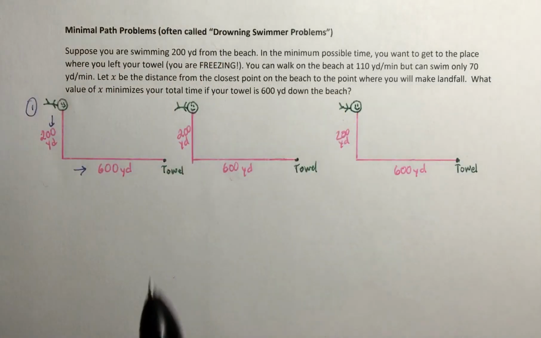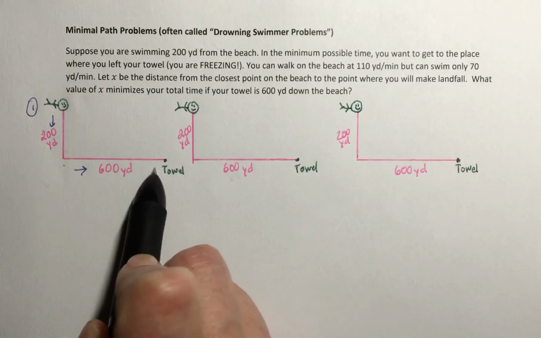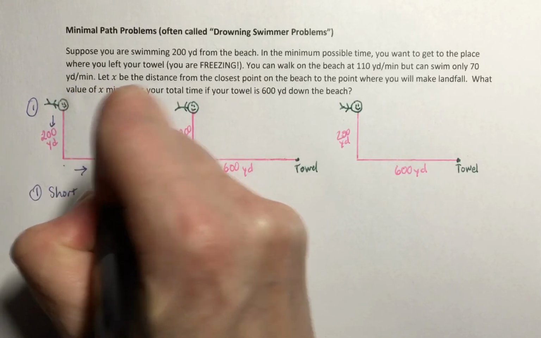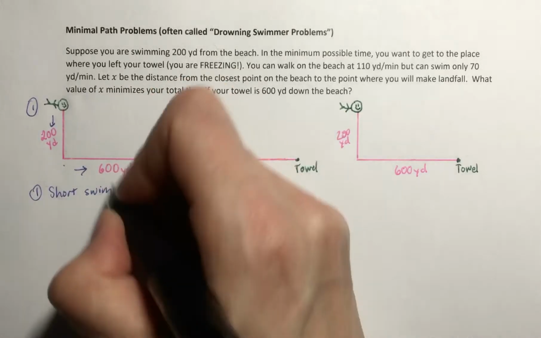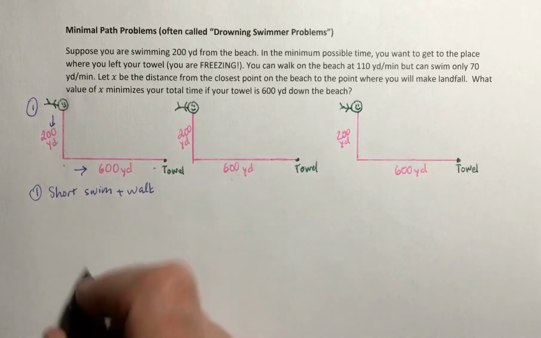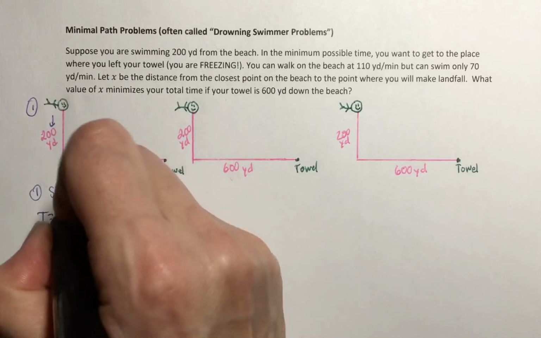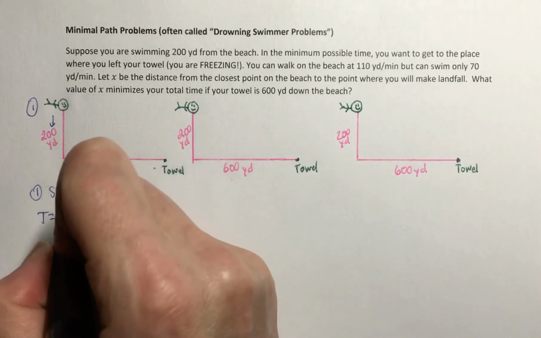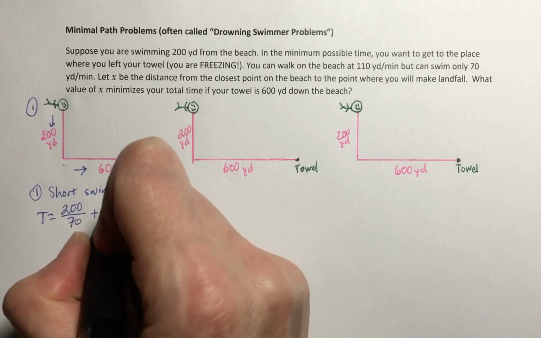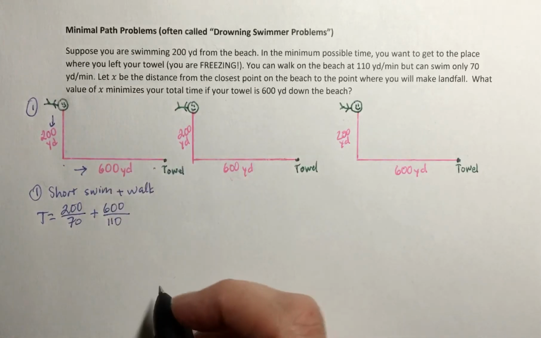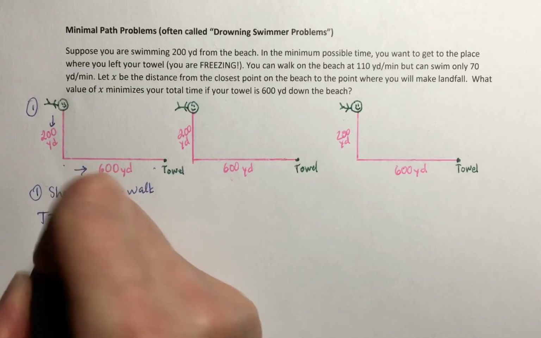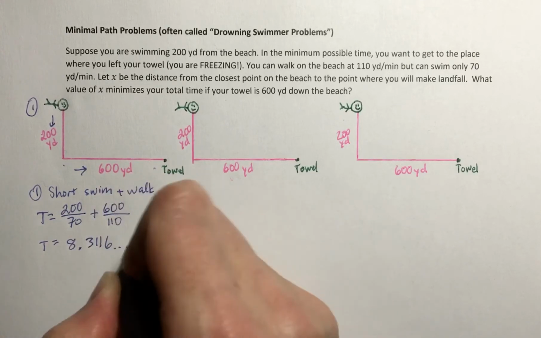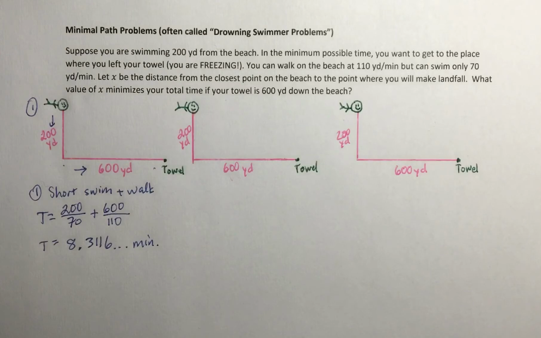So if we swim directly to the beach and then walk the rest of the way, option one, a short swim plus a long walk, technically. Your time would be 200 yards divided by your swimming rate of 70 yards per minute, plus the 600 yards of walking divided by your 110 yards per minute. And if you chuck that in your calculator, you get a time of 8.3116... minutes. So that's one option.